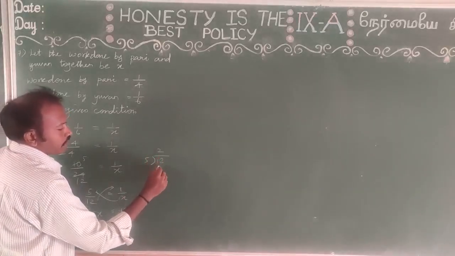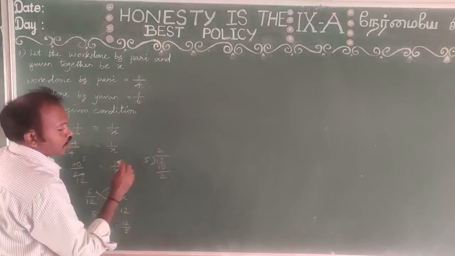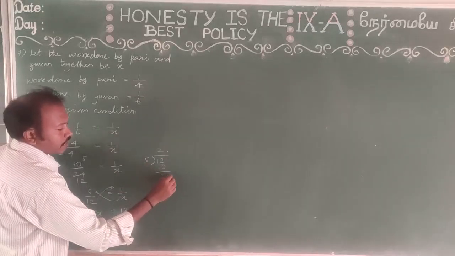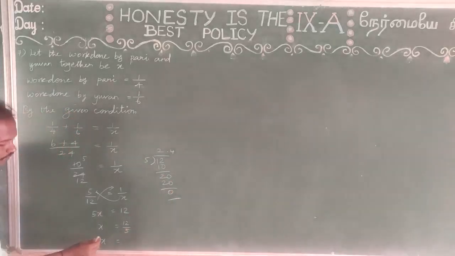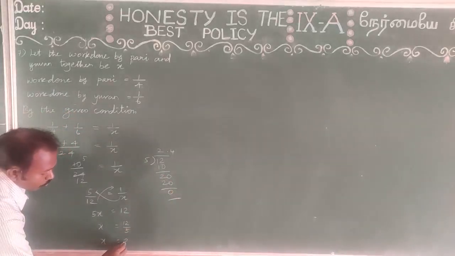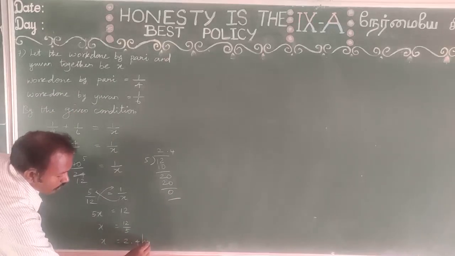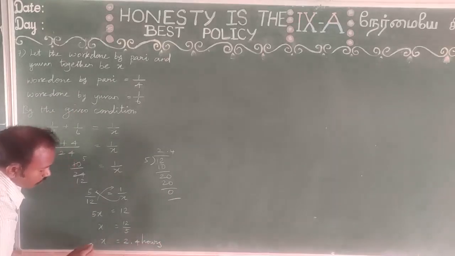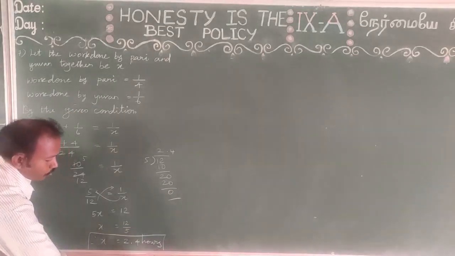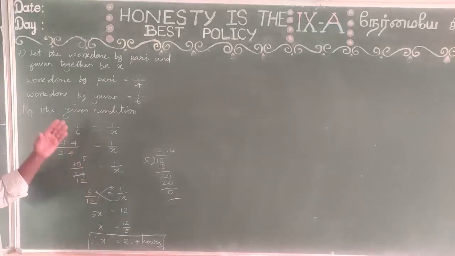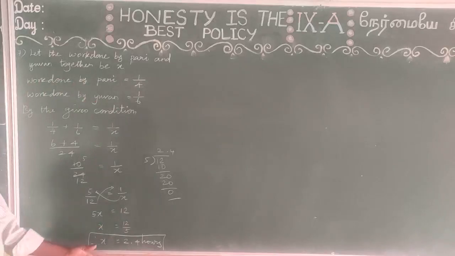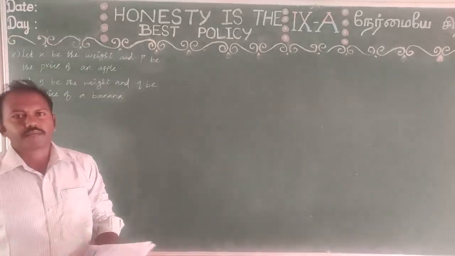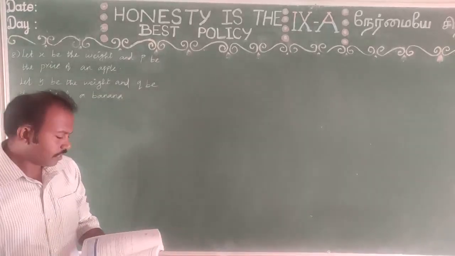Then 2 fives are 10, remainder 2. Then 0.4, 5 fours are 20, remainder 0. Then x is equal to 2.4 hours. That means the work done by Pari and Yuvan together takes 2.4 hours. That's all. Next one, 8th sum.